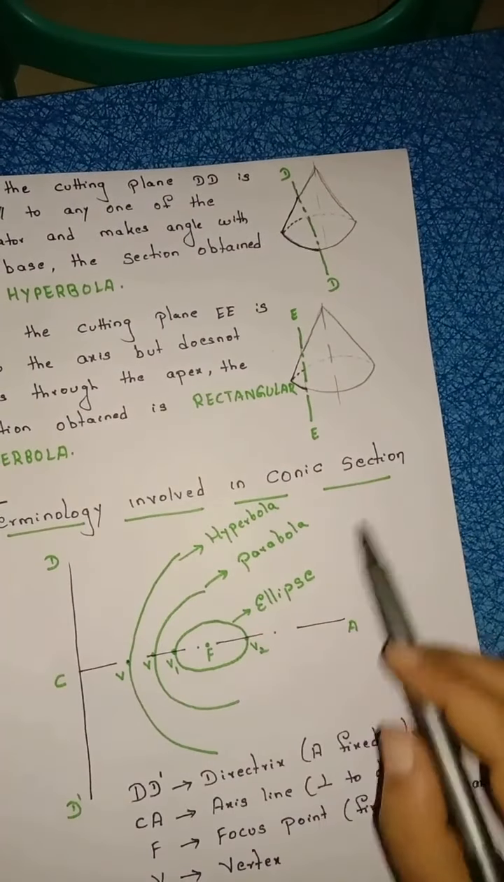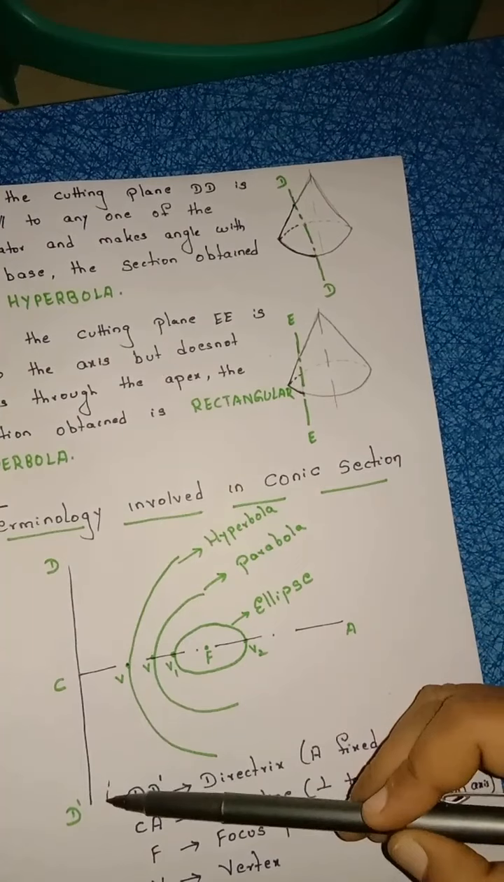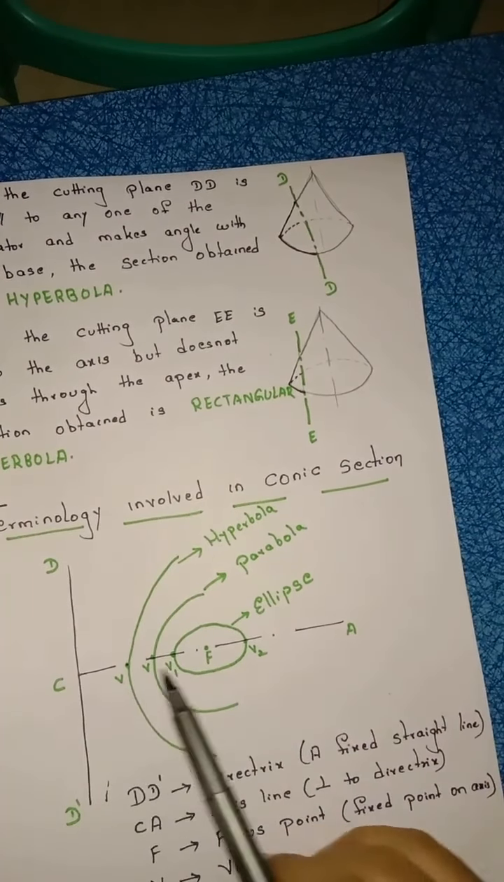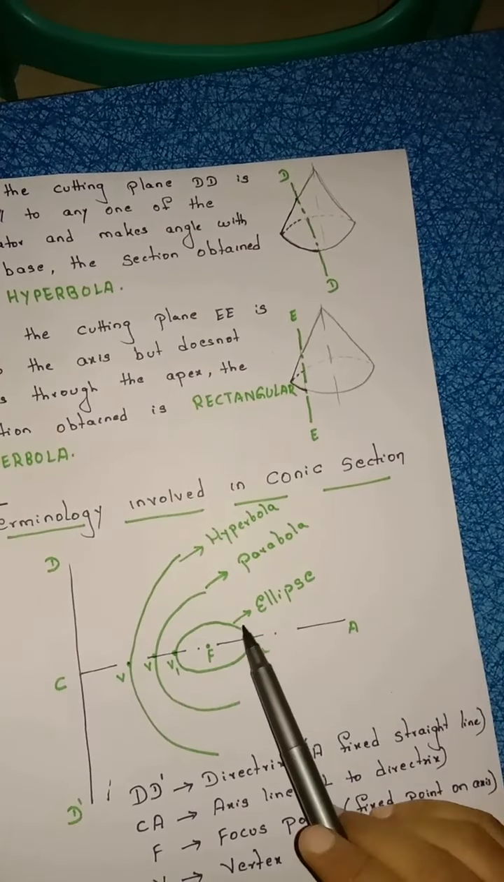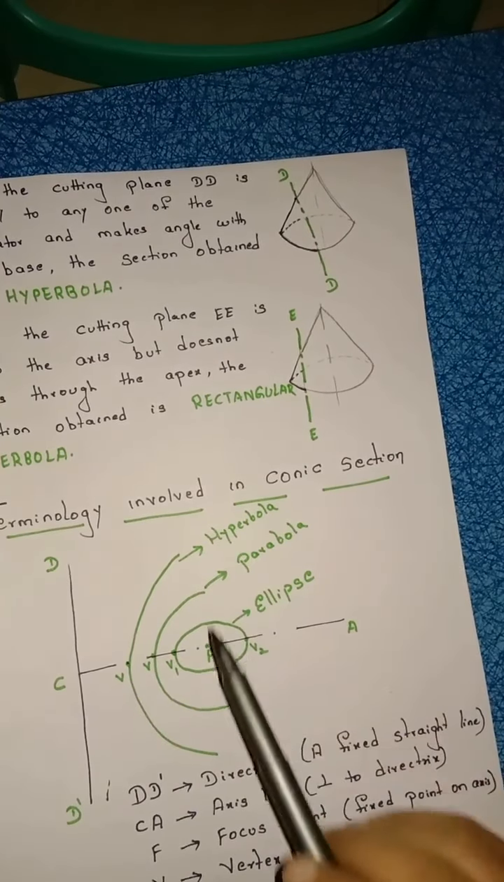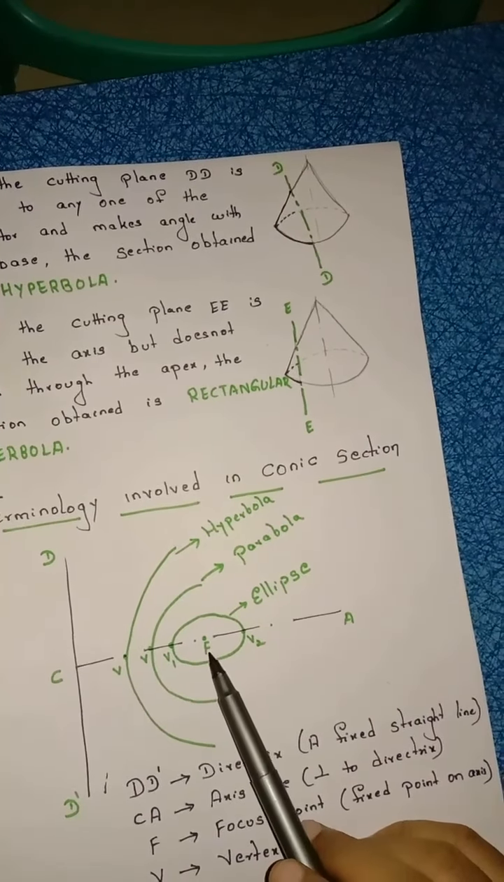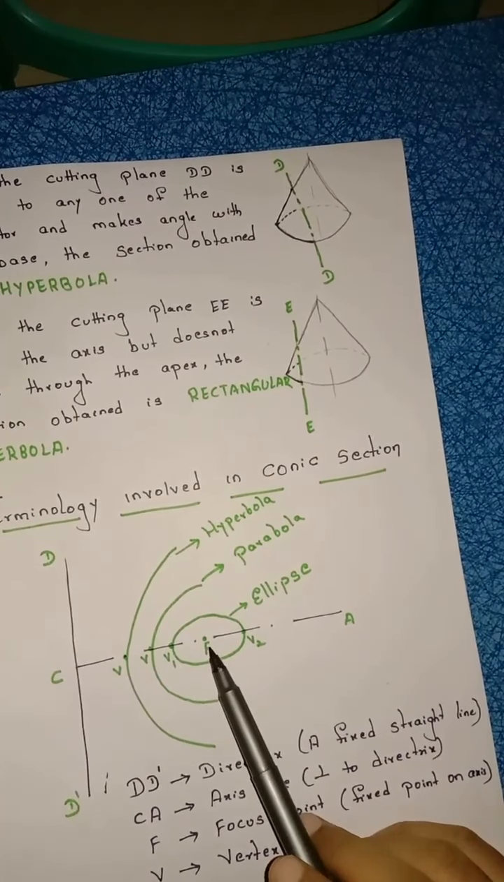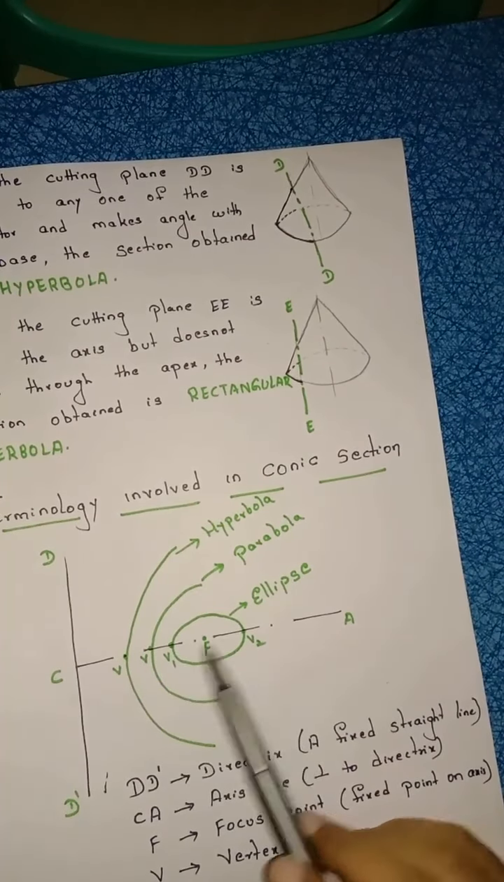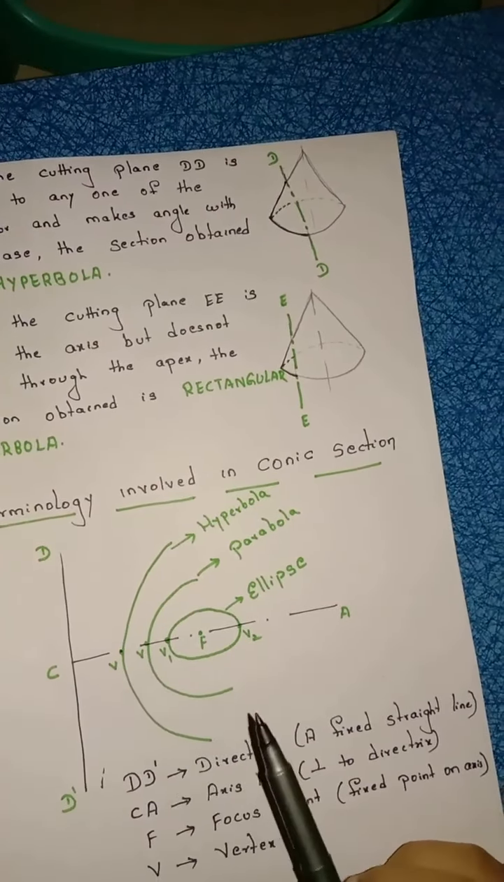Terminology involved in conic section. A straight line is called the directrix, the horizontal line is called the axis line. Then we have ellipse, parabola, hyperbola. A point on the axis line is the focus point, and V1, V2 are vertices, V vertex.